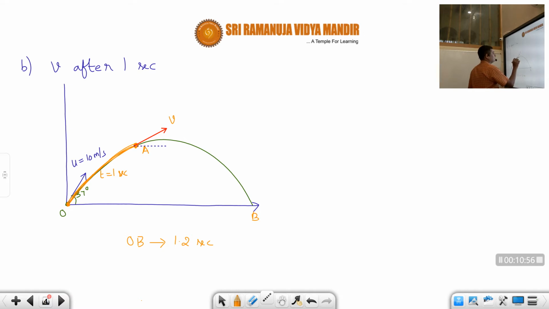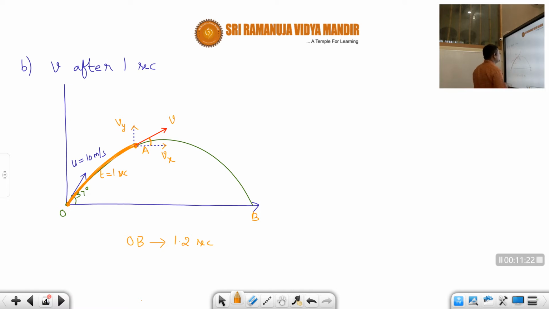One is x component, another one is y component. Correct or not students? One is x component and one is y component. So let us say this is vx and let us say this is vy. Now we don't know how much angle it is here anyway. We know only that the time taken from here to here is 1 second. That much only I know.